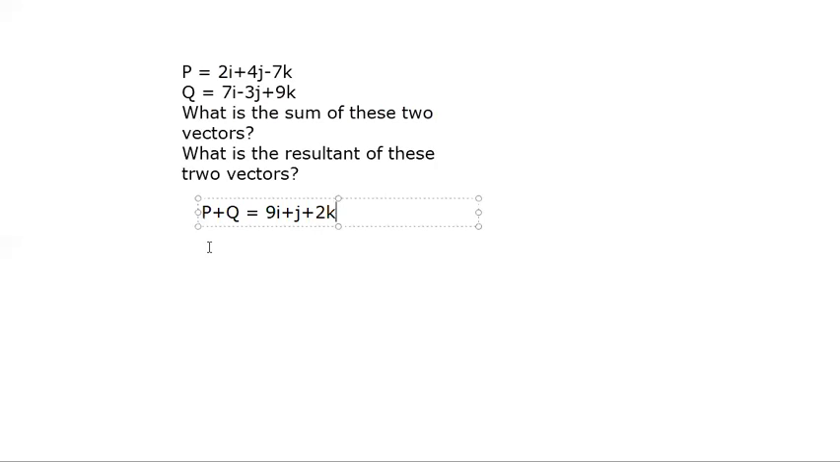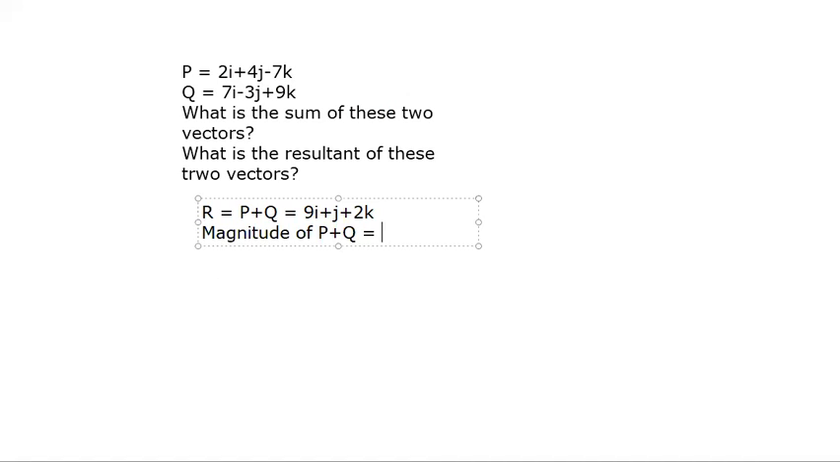But if you are asked to find out the resultant of these two vectors, see, P plus Q is the resultant. If the resultant is R, then R is equal to P plus Q and it is equal to this. But this is not the magnitude of the resultant. Resultant is this, but you have to find the magnitude. What is the magnitude of P plus Q?